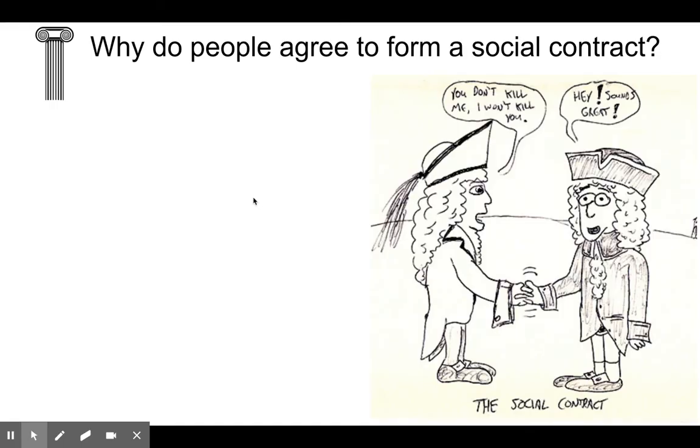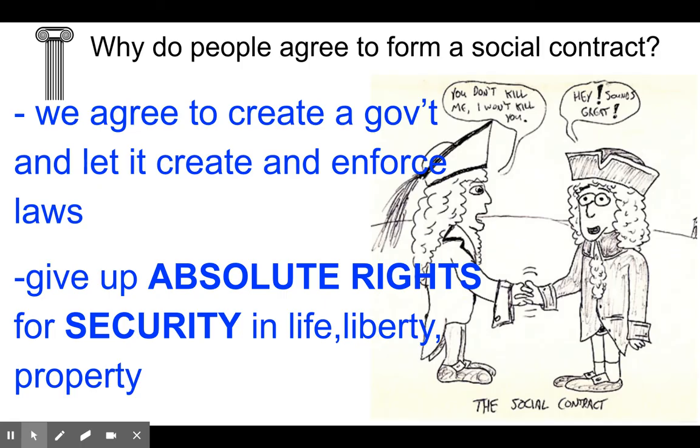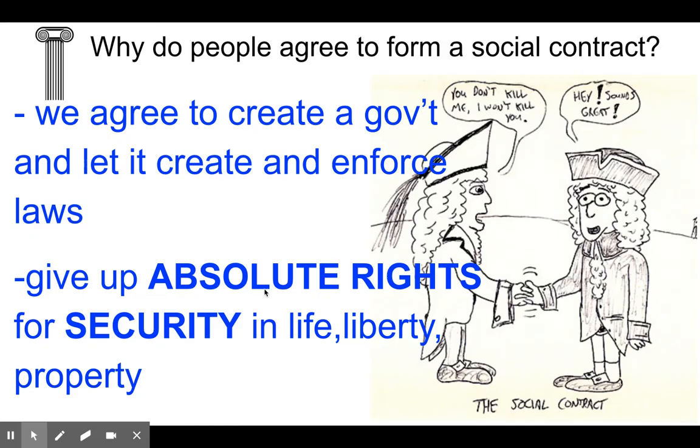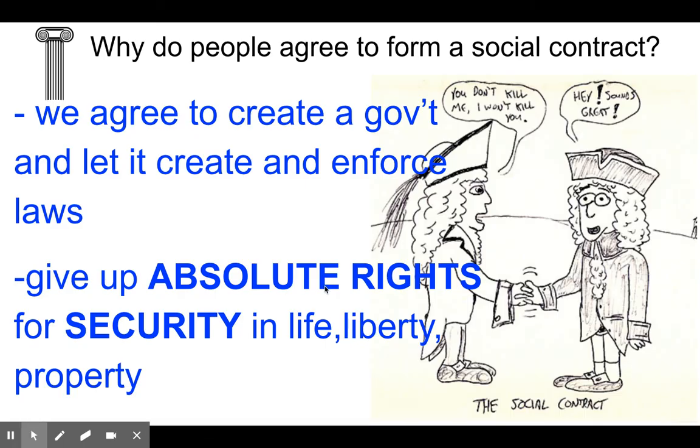And here's another question. Why do people agree to form a social contract? We agree to create a government and let it create and enforce laws. We give up absolute rights for that security in life, liberty, and property. And so we depend on the government to secure our life, our liberty, and our property. In exchange, we give up absolute rights. So I can't go to my neighbor's house and just take his property because I give up that right. And rightfully so, because we live in a civilized society, hopefully.